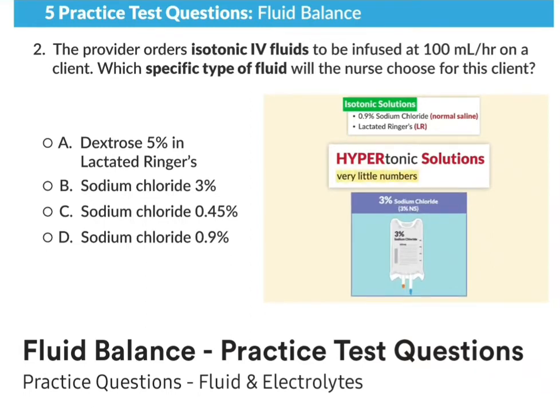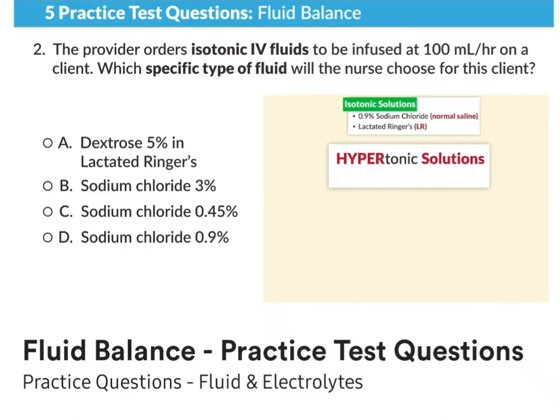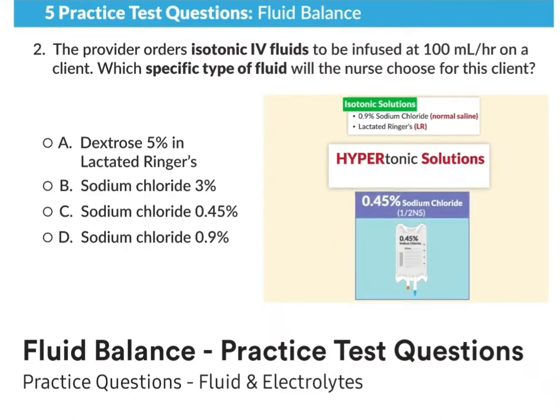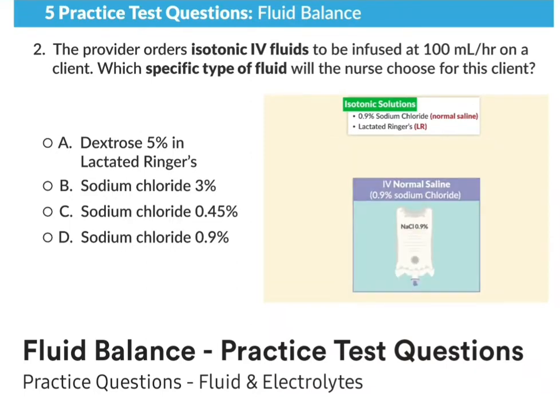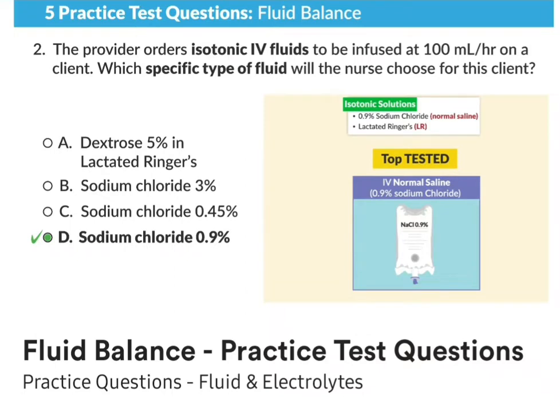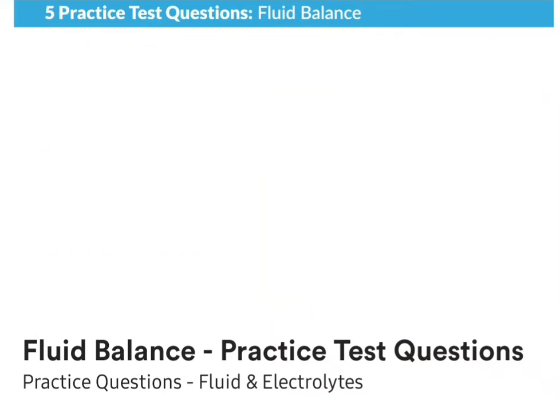It has little numbers, right? And option C, also incorrect. Sodium chloride 0.45% is a hypotonic solution. A lot of numbers. So option D, sodium chloride 0.9% is correct. This is our top tested isotonic solution. Now moving on to question 3.